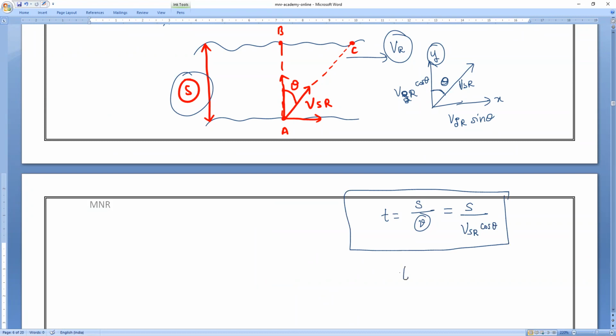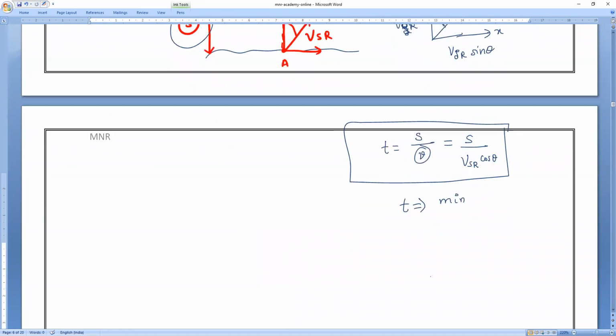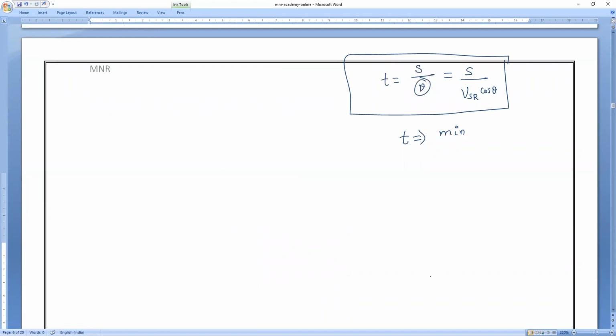So now time must be minimum. Can you tell me, time must be minimum means when? Cos theta is maximum or cos theta is minimum? When will the time be minimum? If theta increases or theta decreases? Sorry, cos theta. So cos theta is maximum when? Cos theta from 0 to 90, where is the maximum? Cos 0 or cos 90? Where is the cos 90?